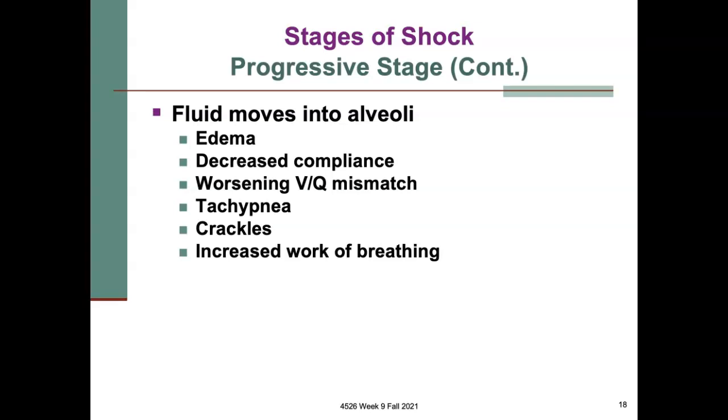With further increases in capillary permeability, the fluid moves to the alveoli with resultant alveolar edema and a decrease in surfactant production. The combined effects of pulmonary vasoconstriction and bronchoconstriction are impaired gas exchange, decreased compliance, and worsening ventilation perfusion mismatch. Clinical manifestations are an increased work of breathing, so an increased respiratory rate, and crackles.